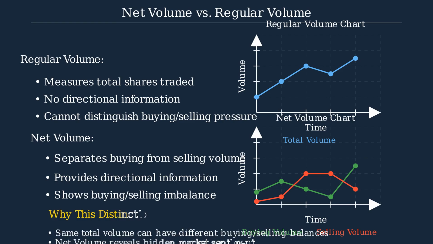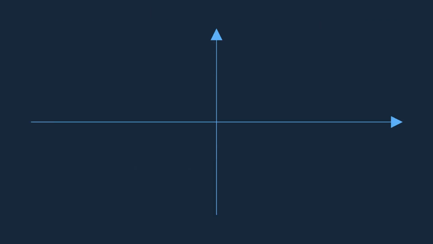This distinction matters because two trading sessions with identical regular volume can have completely different net volume profiles. For example, the buying and selling imbalance reveals hidden market sentiment and can help identify potential price reversals or continuations. Notice how, even though the total volume may be the same in both charts, the net volume chart reveals whether buying or selling pressure was dominant. Net volume charts combine price data with volume information to provide deeper market insights.